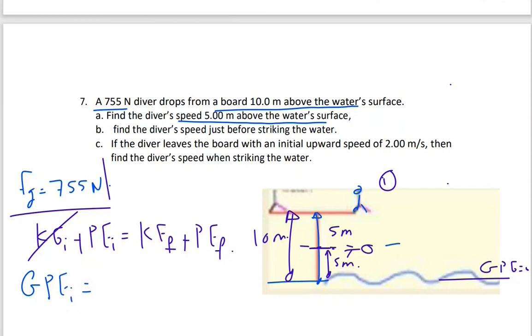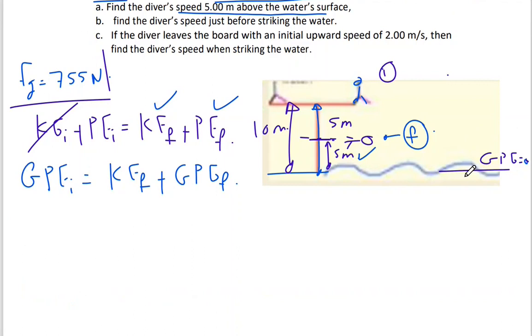At this position, this is the final position. At this position, the diver has height, which is 5 meters above the surface of water, and he's moving. So he has kinetic energy final and gravitational potential energy. So kinetic energy final plus gravitational potential energy final.